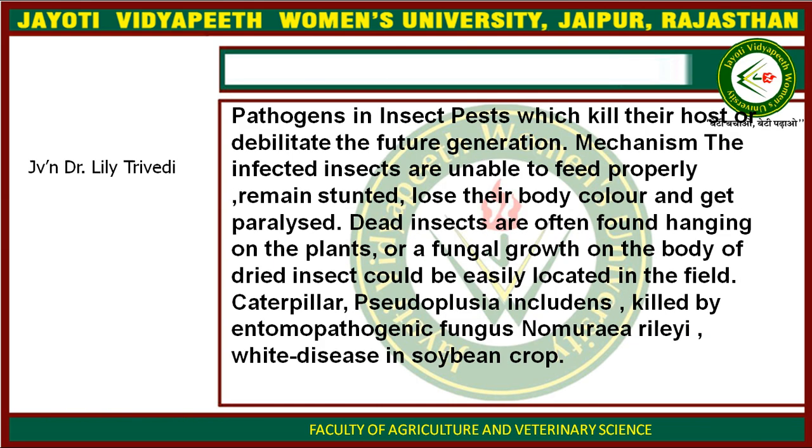Pathogens in insects kill their host to debilitate the future generation. Mechanism. The infected insects are unable to feed properly, they remain stunted, lose their body color and get paralyzed. Dead insects are often found hanging on the plants or with fungal growth on the body of the dried insect, and can be easily located in the field. Caterpillar Chrysodeixis includens killed by the entomopathogenic fungus Nomuraea rileyi, the white muscardine disease in soybean crop.